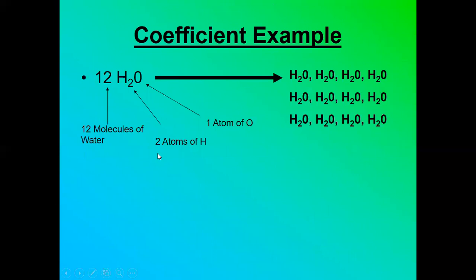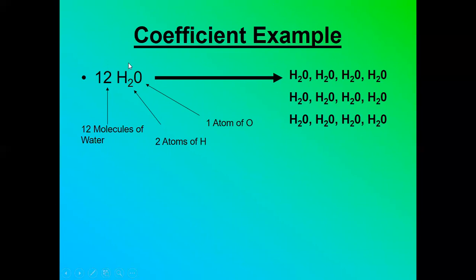So here's another picture. We have this 12 here. This means 12 copies of the water molecule. So literally 12 water molecules. Now, if you want to count actual atoms, that's where the subscript comes in. There may be 12 water molecules, but there are 24 hydrogen and 12 oxygen included in the 12 molecules.